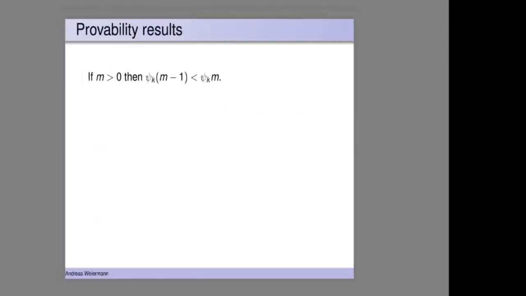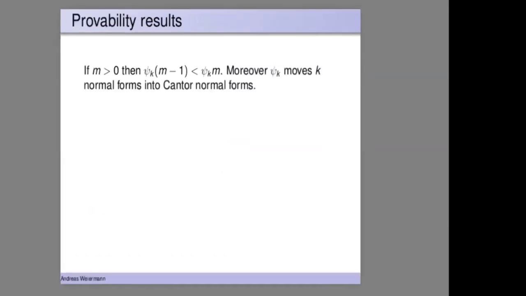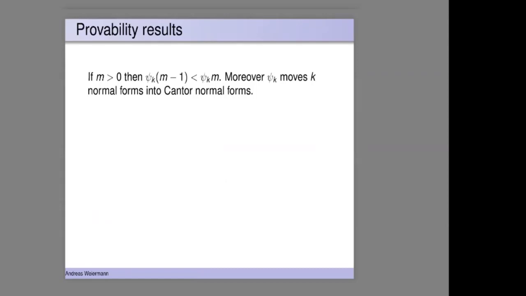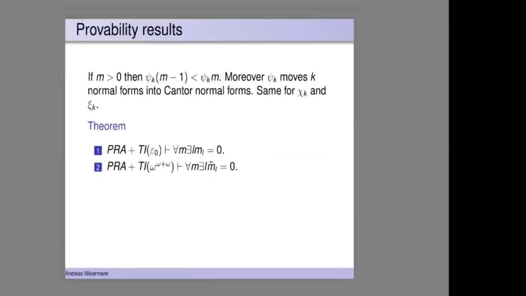Now one can prove that psi_k is strictly monotone, and it moves k-normal forms into Cantor normal forms. Moreover, the same holds true for h_k and chi_k, and therefore, transfinite induction up to epsilon_0 proves the termination of the first Goodstein principle. Primitive recursive arithmetic plus transfinite induction up to omega to the omega plus omega proves termination of the second Goodstein principle. And primitive recursive arithmetic plus transfinite induction up to omega to the omega proves termination of the third Goodstein principle. Now you see three statements of different strength.